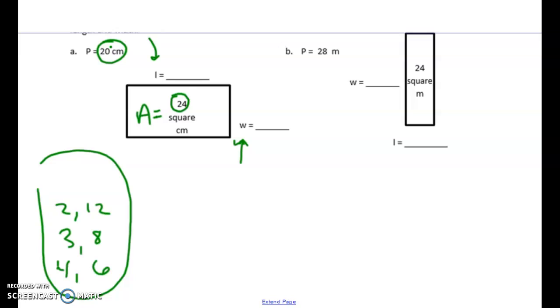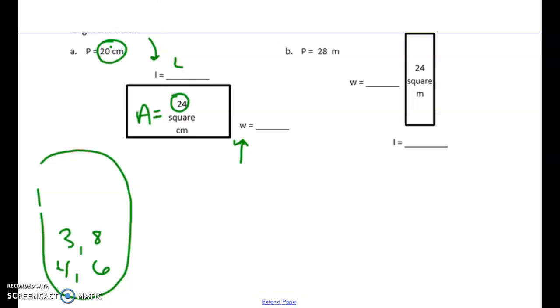So we can try 2 and 12. And that's also going to get us over 20 because 12 plus another 12 is going to be equal to 24. So that's already over. We got two more choices left. Let's see if 3 and 8 could work. So if 8 is on that side, 8 is on that side, that is 16. Plus 3 is 19, plus another 3 is 22, so that wouldn't get us our perimeter.